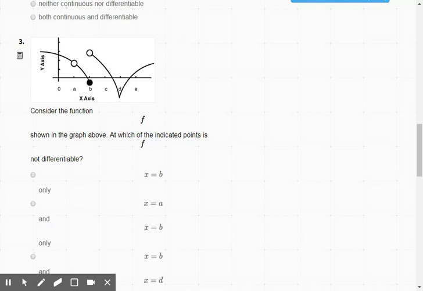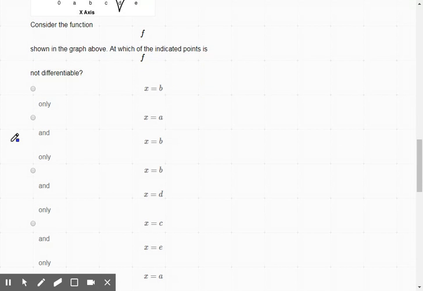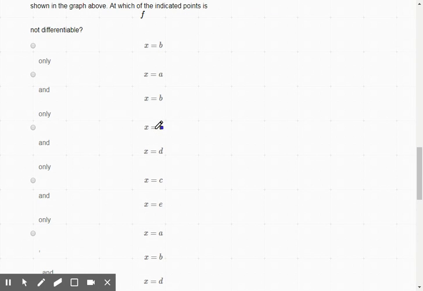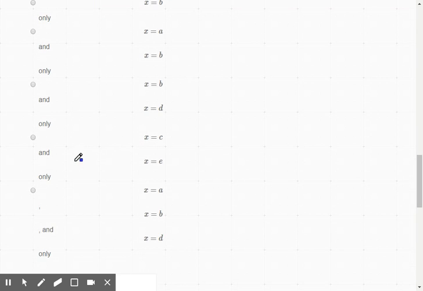Let's see here. Number 2 says at a and at b only. Okay, well, at a we have a hole, so it's not continuous there. So if it's not continuous, it's not differentiable. So a and b, both of those are issues. I know these are kind of scattered here. B and D only. Well, we said a is not differentiable, so it can't be that one.